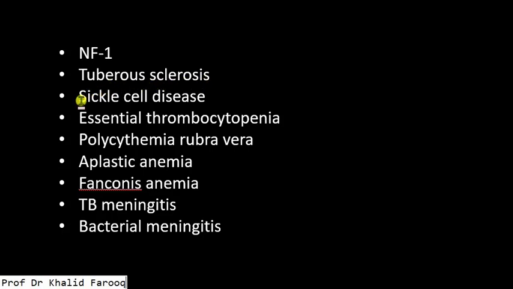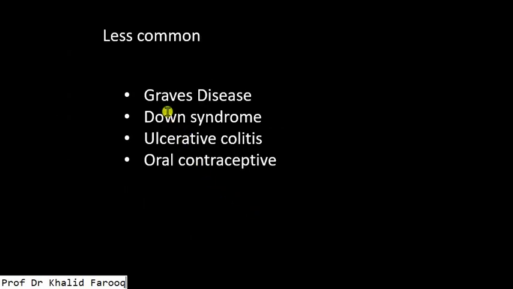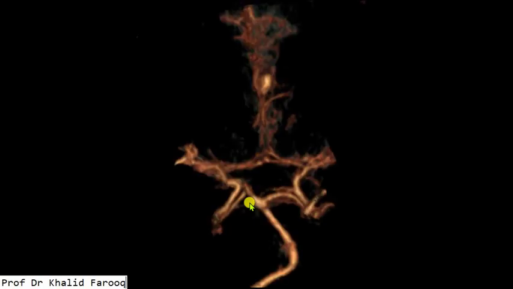We need to investigate such patients as to rule out any associated underlying blood dyscrasias like sickle cell disease, essential thrombocythemia, polycythemia rubra vera, aplastic anemia, and Fanconi's anemia, while we have to rule out any history of tuberculous meningitis or bacterial meningitis, and sometime post varicella vasculitis can present similar pictures. Less common causes are Graves' disease, Down syndrome, ulcerative colitis, and use of the oral contraceptives.